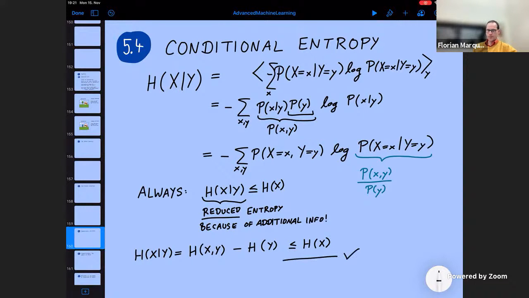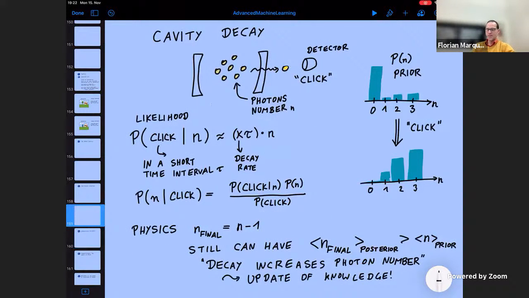Okay, so that's nice. Okay, so immediately two questions. First question: in the previous example, H of n given the click was larger than H of n. Very good, you pay attention.